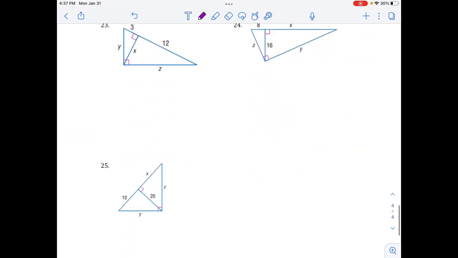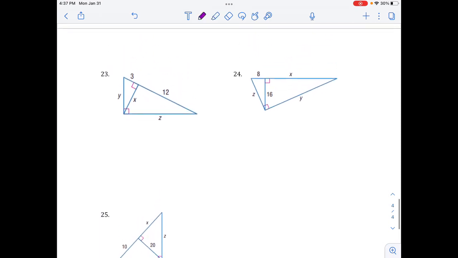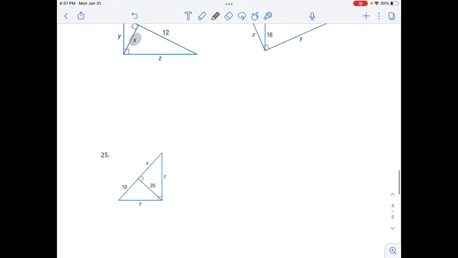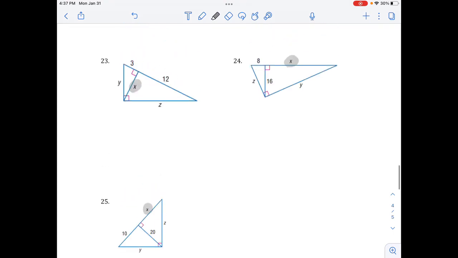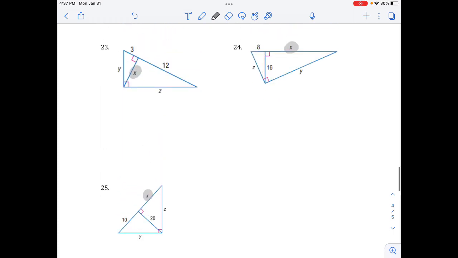And then 23 and 24, they're a little different as well. I would suggest on all of these start solving for x first and then go from there. That'll be helpful information, okay? So solve for x, y, and z. Make sure to simplify your radicals. Otherwise, that's all I've got for you.